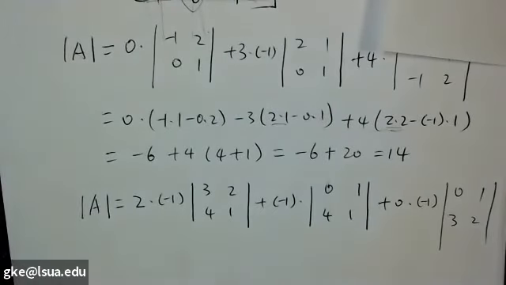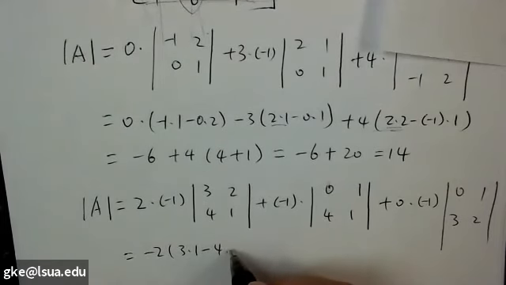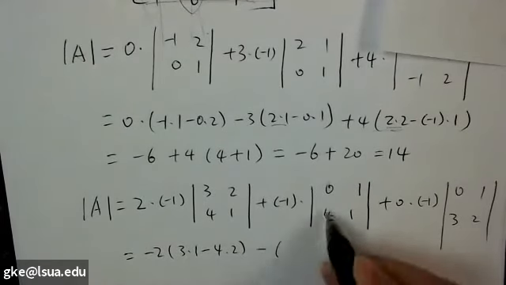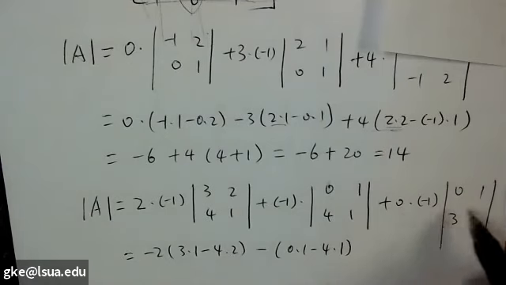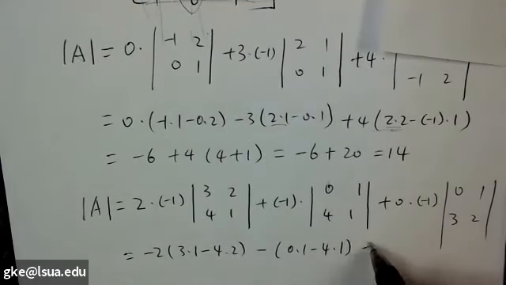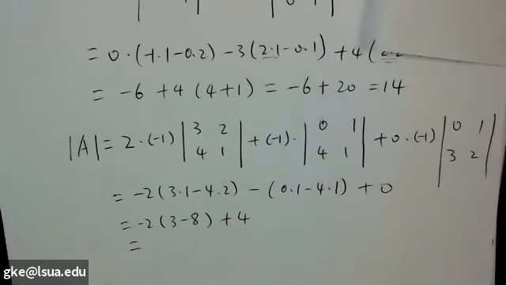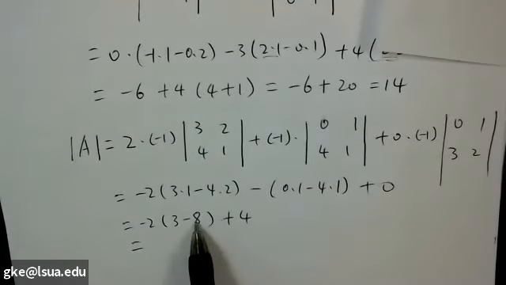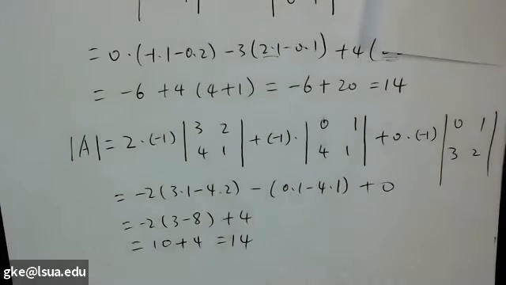Okay. Then we can simplify it. Negative 2, 3 times 1 minus 4 times 2. Negative 0 times 1 minus 4 times 1. Here's a 0, right? 0 times negative 1 is 0, times the whole thing is going to be 0. So negative 2, 3 minus 8. Negative, here's a 0 minus 4. Minus positive. And this guy is going to be 3, negative 5, 10. 10 plus 4, 14. You're going to get the same result.